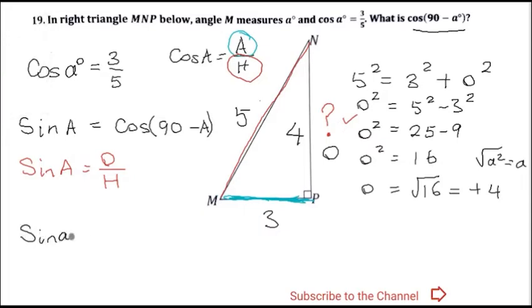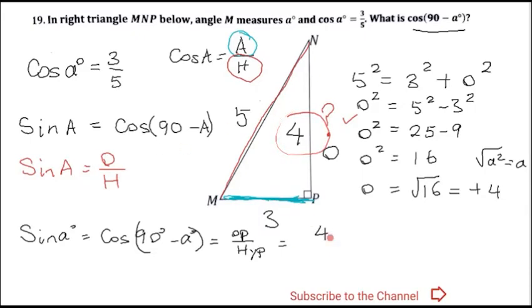So now we can write in our sine of small a is equal to the cos of 90 degrees minus a degrees, which is equal to the opposite over the hypotenuse, which is equal to 4 over 5. And that's it.